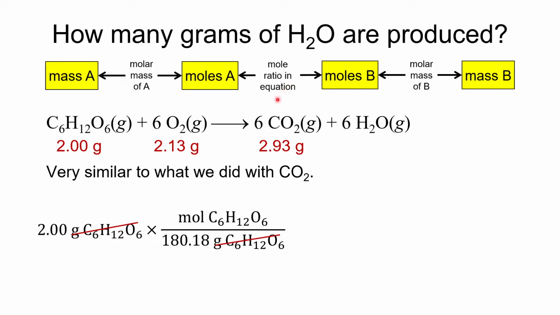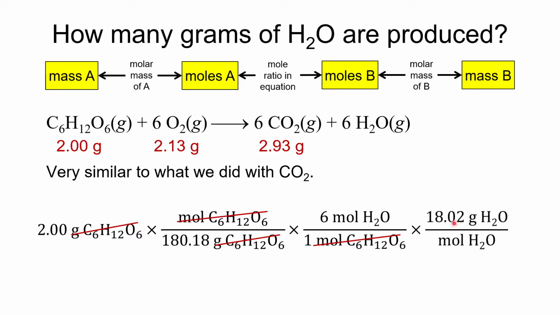Moles to moles, our ratio here is still 6-to-1, and as I mentioned, it's not always going to be 6-to-1. It just so happens in this one, we have 3 coefficients that are 6. So 6 moles of water for every 1 mole of glucose. Then we'll convert from moles to mass, and we'll use the molar mass. Molar mass of water is 18.02. So 18.02, and our moles of water cancels out, and we get 1.20 grams of water.